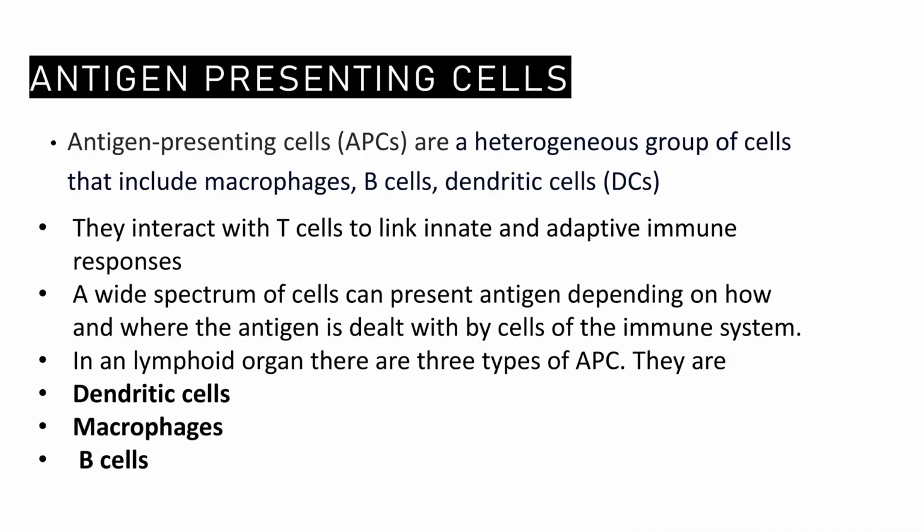Antigen presenting cells. Antigen presenting cells are a heterogeneous group of cells that include macrophages, B cells, dendritic cells, etc. They interact with T cells to link innate and adaptive immune responses. A wide spectrum of cells can present antigen depending on how and where the antigen is dealt with by cells of the immune system. So, in a lymph node organ, there are three major types of APCs, and they are dendritic cells, macrophages, and B cells.